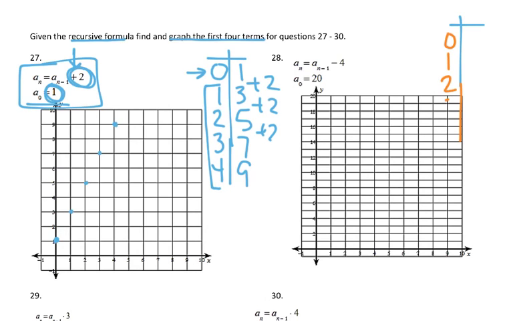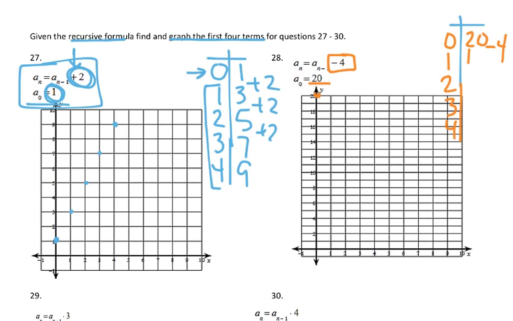Now I don't have to graph this because that's not my first term, that's my 0 term. But you might as well. It doesn't hurt. I won't dock you for it. Now, if you didn't graph this last one, you would get docked for it. So a sub 0 equals 20, that's my starting. So 0 up to 20. Then our growth is subtracting 4.